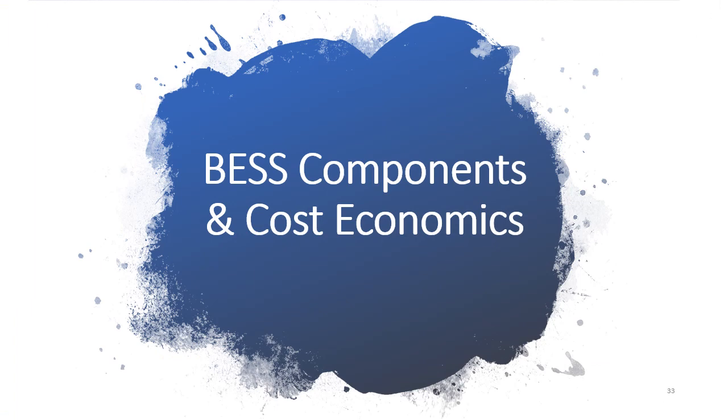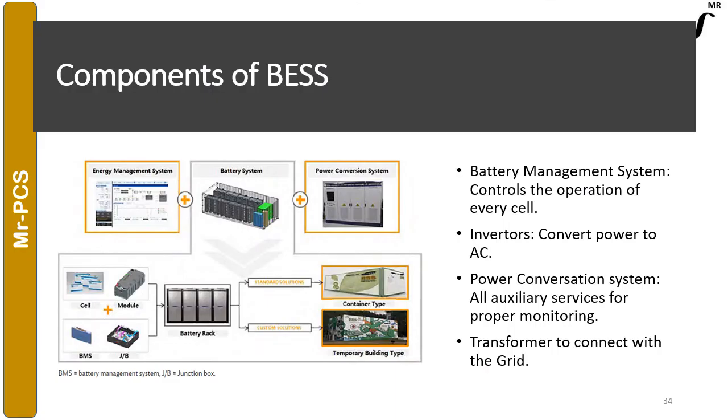Next section is about components involved with BESS and its cost. This slide lists components of battery energy storage system. The battery system consists of several battery packs and multiple batteries interconnected in order to get target voltage and current. Battery management system consists of controls for proper operation of each cell and ensures system works well within voltage, current, and temperature limit. Battery system is connected to inverter to convert power to AC.